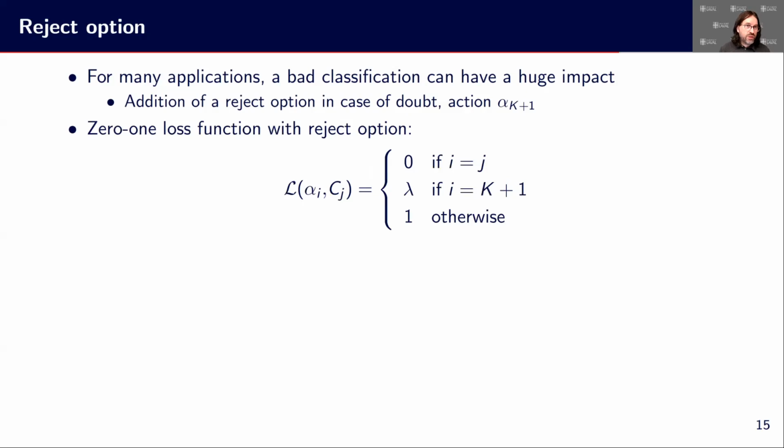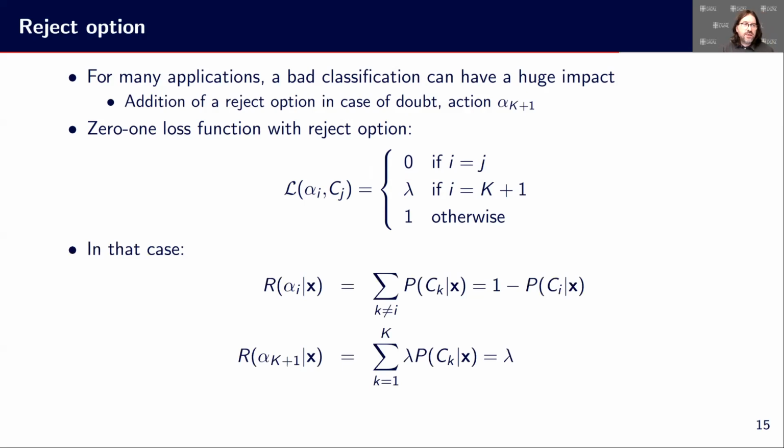So if we go back to the 0, 1 loss function with reject, it is something like this. If we are making the right decision, the cost is 0. If we are making a decision and it is the wrong one, the cost is 1. If we are making use of the reject option, the cost is lambda. And this lambda is assumed to be between 0 and 1, because if it is higher than 1, we don't need to reject, we will just make decisions. Between 0 and 1, it means that the reject option costs less than making a mistake.